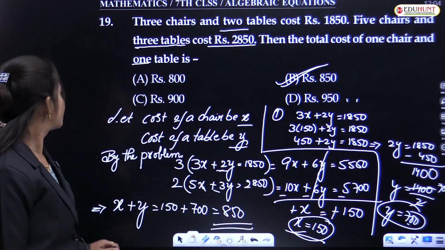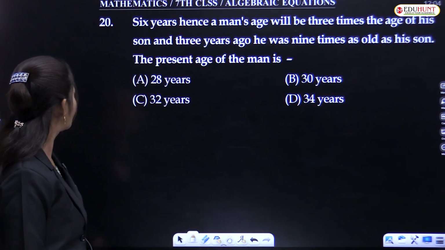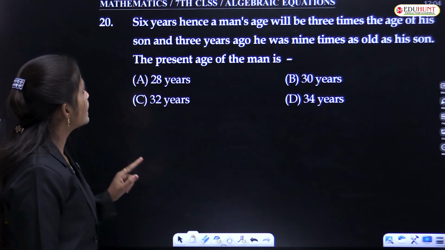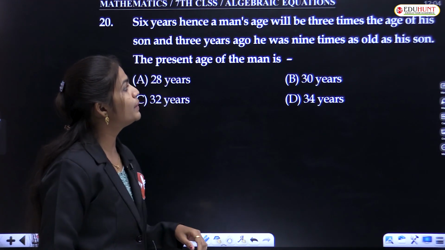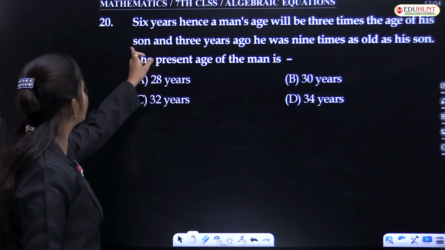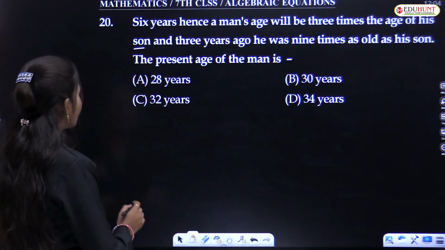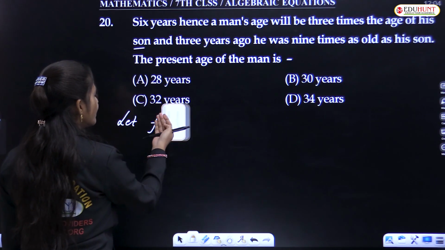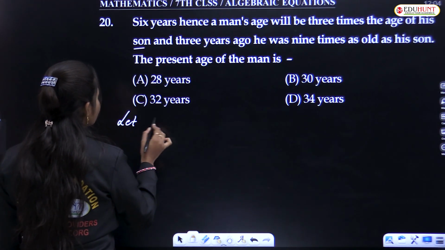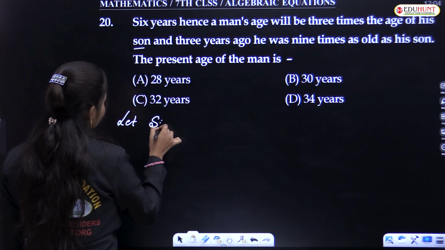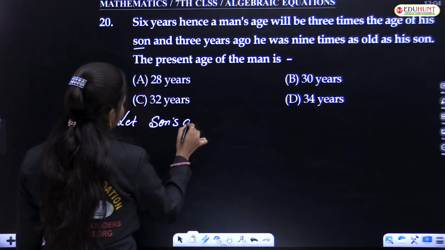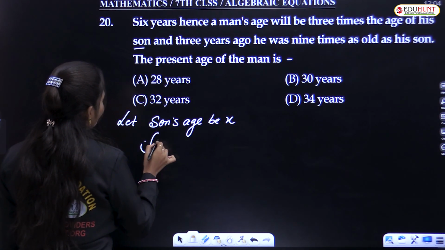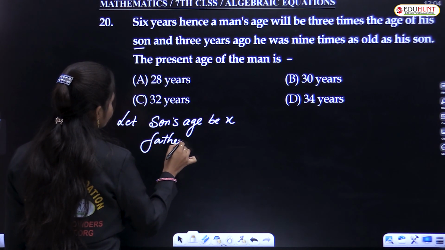Okay, let us see the last question, 20th one. See here: 6 years hence, a man's age will be 3 times the age of his son. Okay, so again it is an ages problem. They are comparing with the son's age, no? So let the son's age be x, and father's age be y.